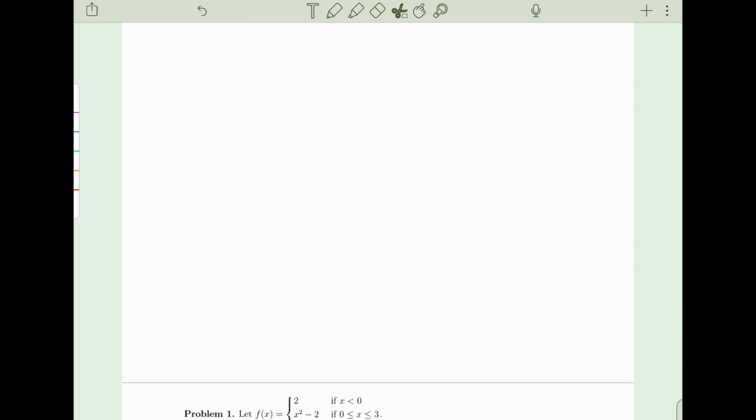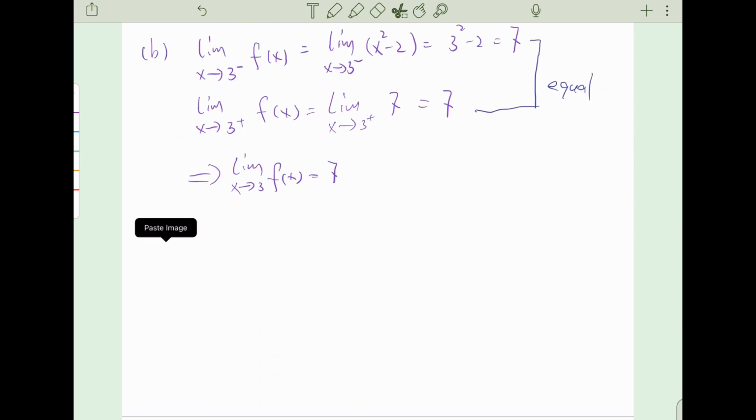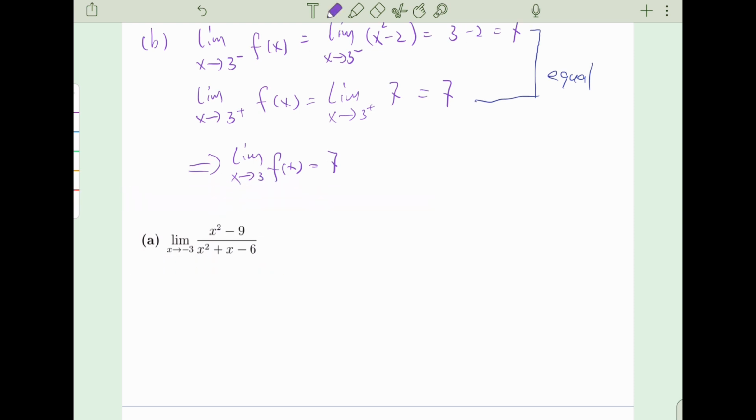For the first one here, we need to apply factorization. So for the top, you're going to use this formula, that is a squared minus b squared equals a minus b times a plus b. This is called the difference of squares formula.